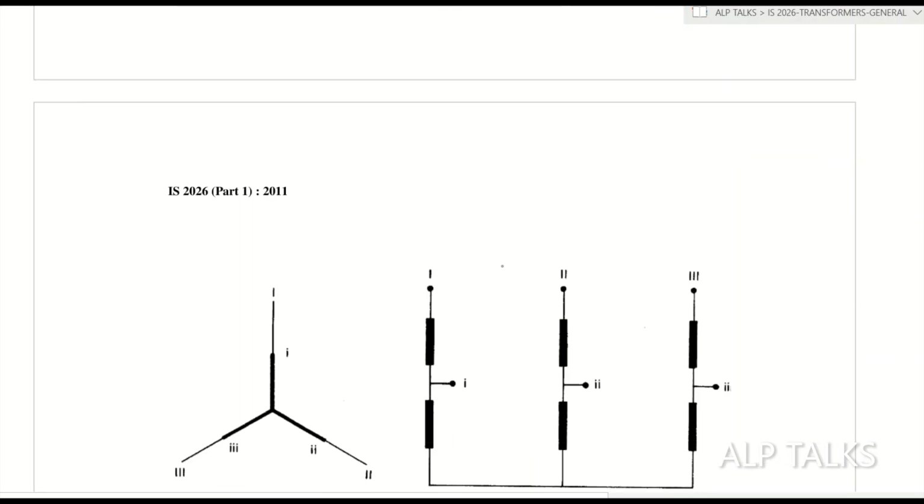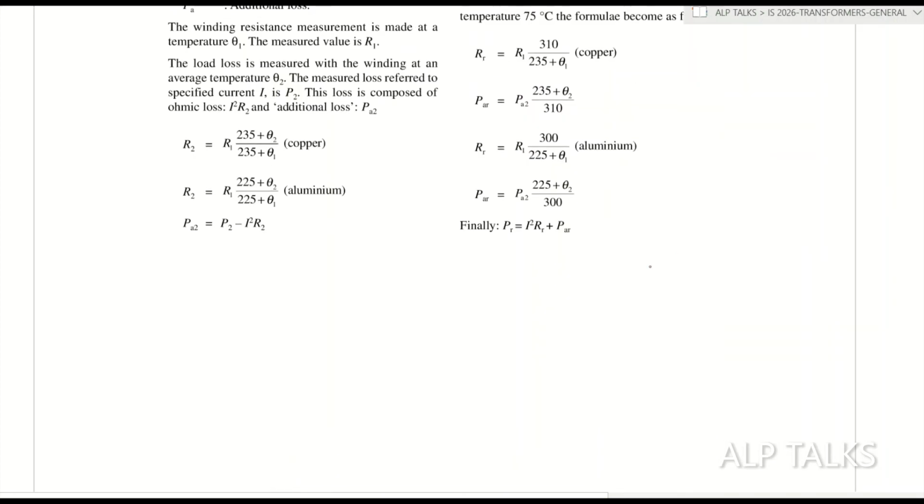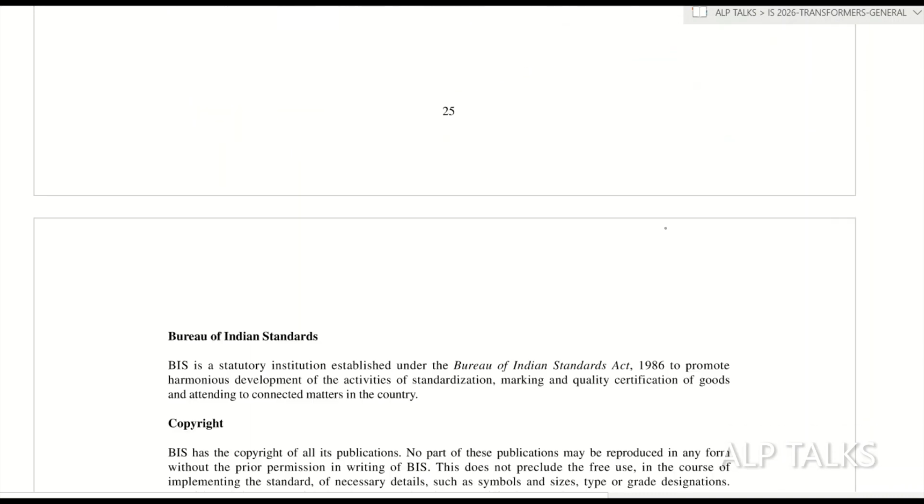There are different vector groups. Yeah, this is the temperature correction. Generally, when we take the recordings before energizing, the temperature may be a normal 20 to 25 degrees, but we have to convert that to 75 degrees for calculating losses. So we will use these formulas for conversion. For aluminium, this is one coefficient. For copper, the 235 is a different coefficient. That we will use regularly for I square R losses, I mean resistance conversion. But for stray loss conversion, we should use this formula in a reverse manner.